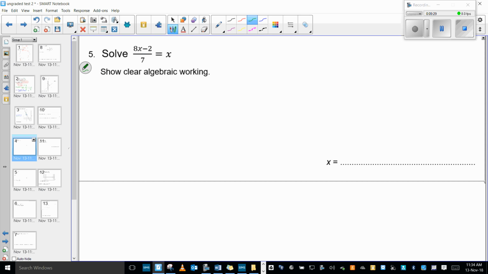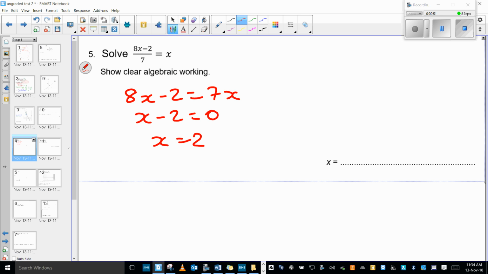So you're solving this equation, which means you're trying to isolate x. So I need to get rid of my 7 on the bottom, so I multiply both sides by 7, and I have 8x minus 2 equals 7x. You're then going to subtract 7x from both sides, so you get x minus 2 equals 0, so x is 2. Anything else?